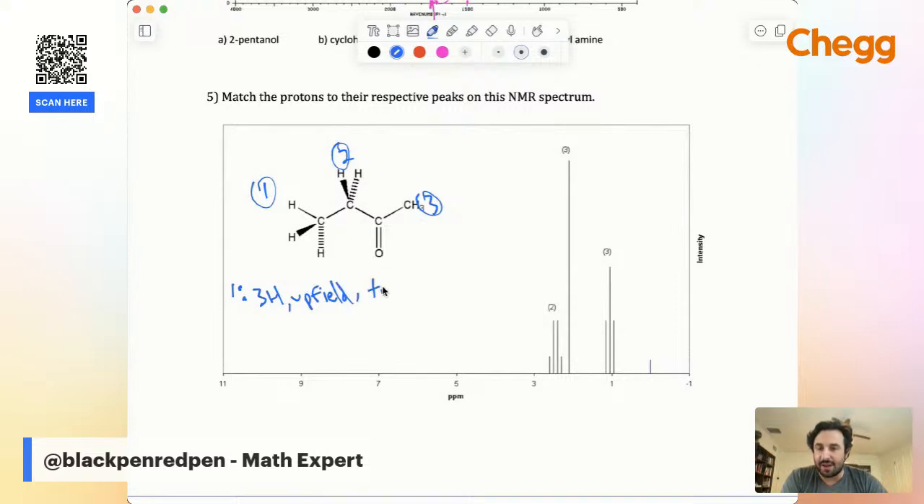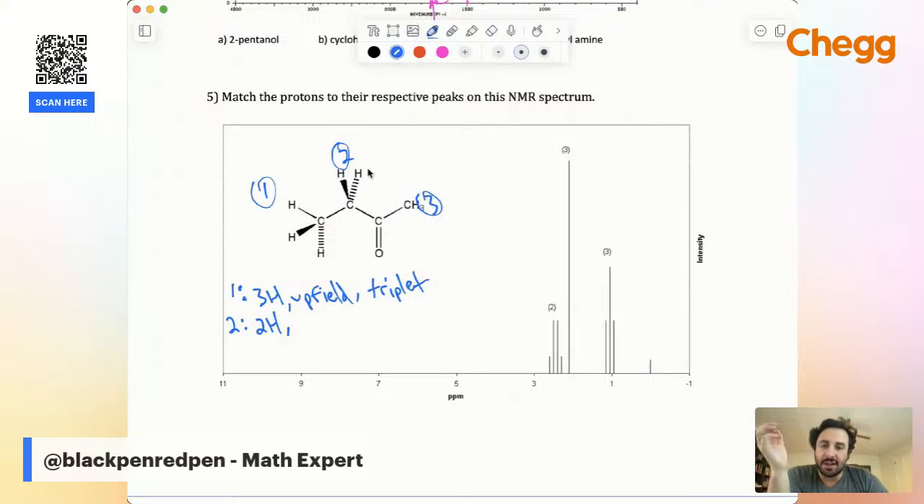And we will expect that to be split into a triplet because we see 2 protons next door. Remember it's the n+1 rule, so 2 + 1 is 3. The resonance corresponding to these protons on the methyl group will be split into 3 smaller peaks, or a triplet. Now 2 is going to be integrated to 2, so 2H.